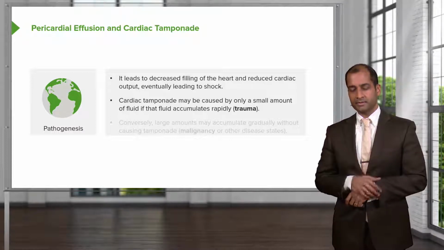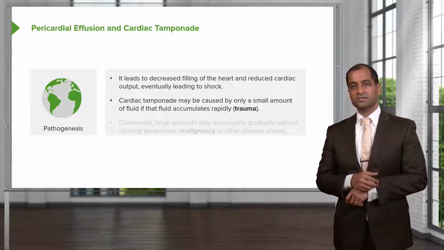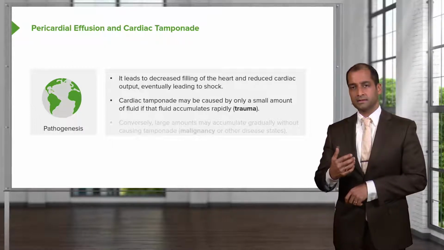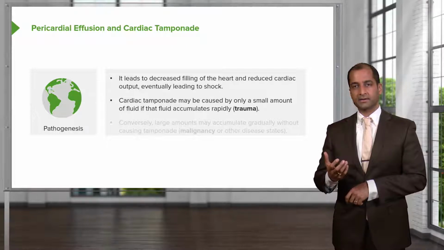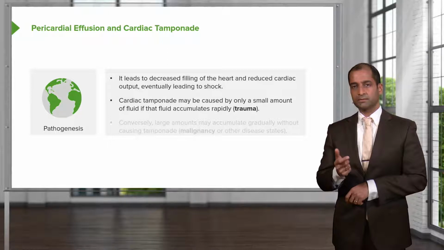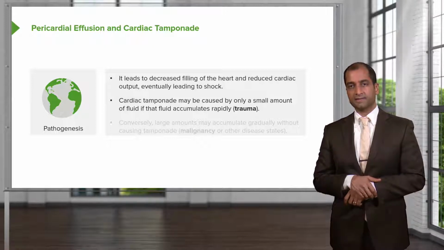Because up until this point, I've been saying accumulation of fluid. But what exactly does that mean? Accumulation of fluid in a rapid motion or in a rapid manner would then be cardiac tamponade. It doesn't have to be a lot of fluid, but a little bit of fluid accumulating within your pericardial cavity. Oh my goodness, tamponade. You might be at risk for death.